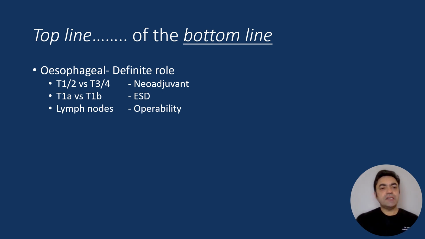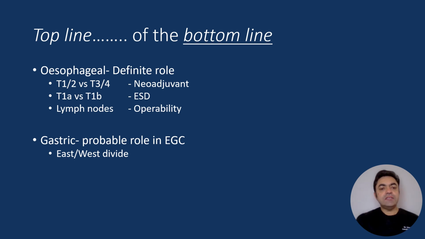So this is my summary slide. The role of EUS in staging can be defined in various areas. In the esophagus, there appears to be a definite role in differentiating T1, T2 disease from more advanced disease to assess which patients require neoadjuvant therapy. It has also got a role in differentiating T1A and T1B disease to assess which patients can be managed with ESD, and also to assess patients who have lymph nodes to see if they are malignant or not, which can determine their operability.